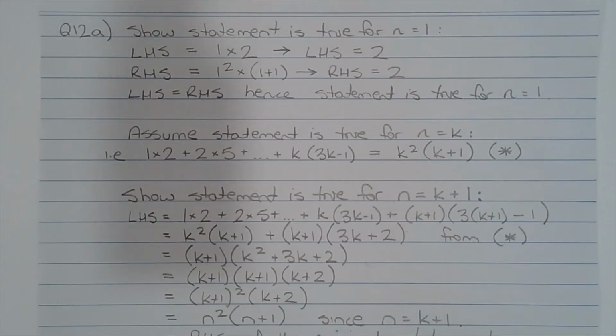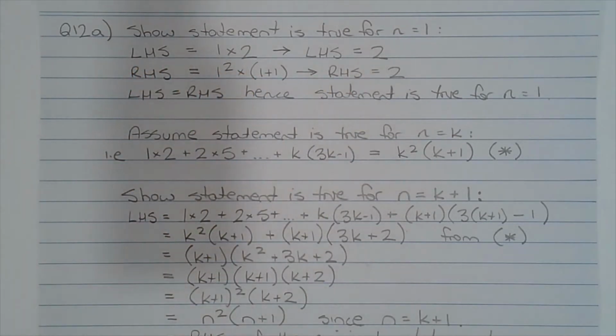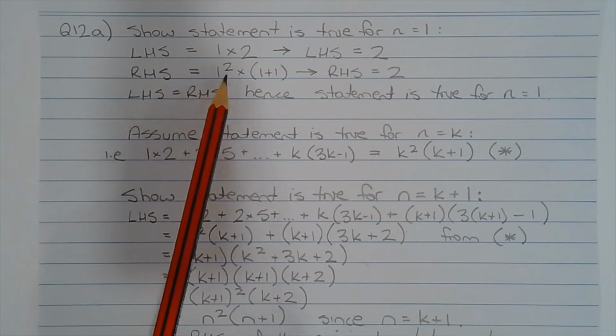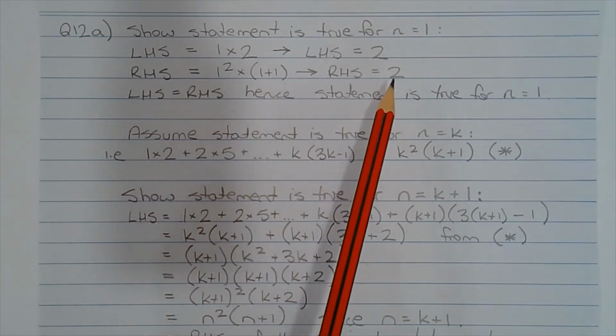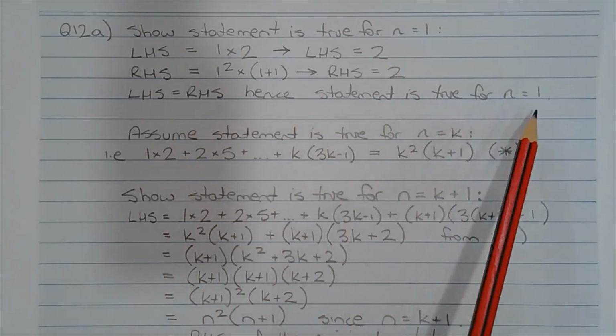The first step is to show the statement is true for some value of n. In this case, the smallest value of n that we can choose is n = 1. From the left-hand side, we have 1 × 2, which equals 2. And from the right-hand side, we have 1² × (1 + 1), which also equals 2. Left-hand side equals right-hand side, hence the statement is true for n = 1.